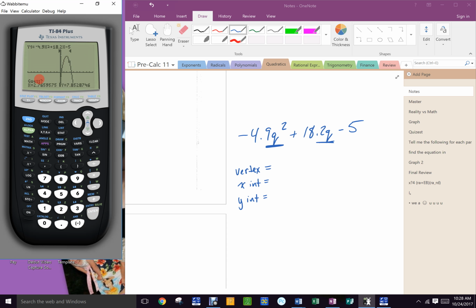Enter. Calculator. Would you like for me to guess, sir? Or ma'am? Yes, I would. My maximum is 1.85, 1.86, and 11.9. So my vertex is 1.86 and 11.9. Does everybody see? Can everybody do it?